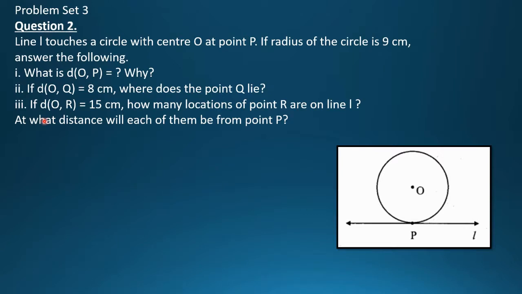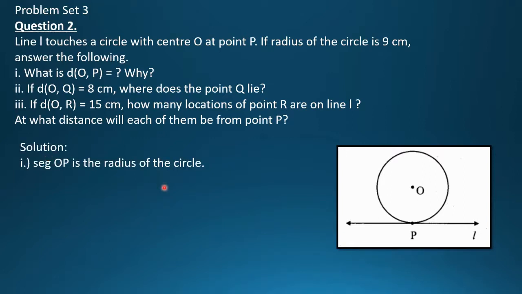Third, if OR is equal to 15 centimeters, how many locations of point R are on line L? At what distance will each of them be from point P? Let us start with the solution.